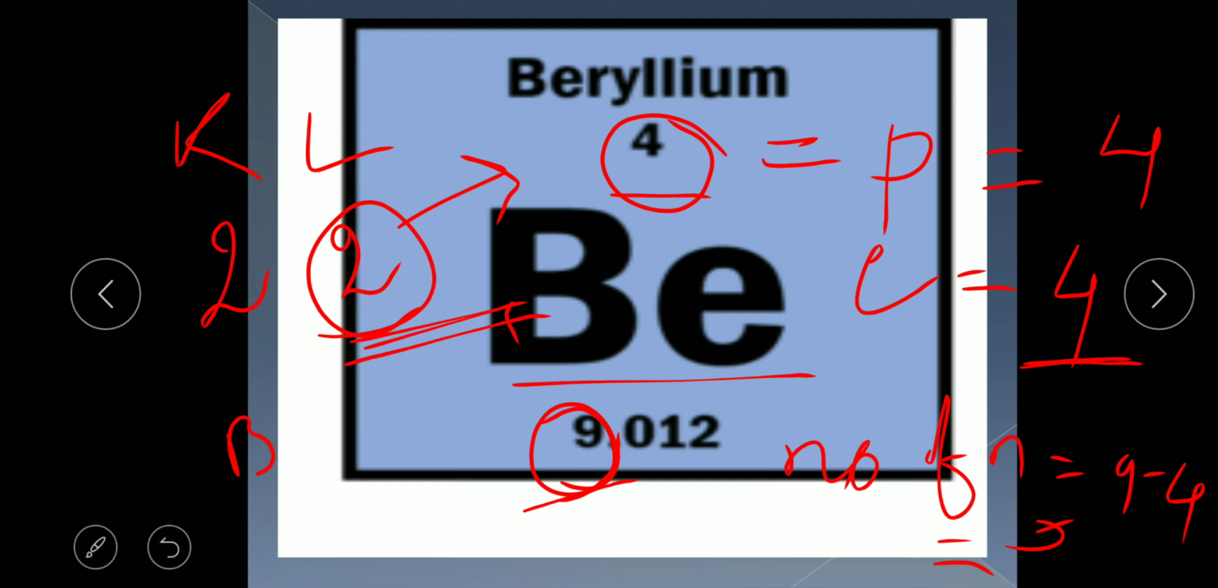So when it gives the electrons, it will be denoted as Be 2 plus. 2 plus means it has given 2 electrons. And will it be a metal or non-metal? Metal, because it has given the electrons.